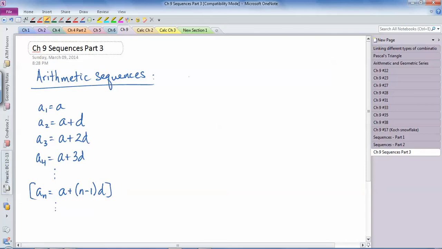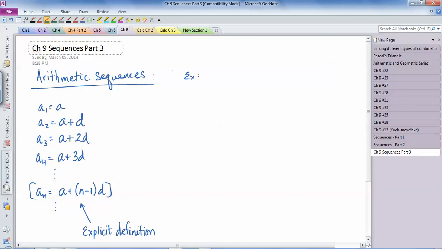All right, and by the way, this is an explicitly defined definition. And remember, explicit means if I give you n, you can just plug it in and get the nth term.